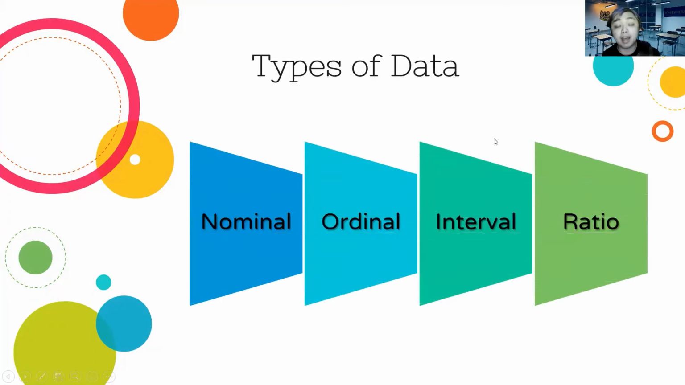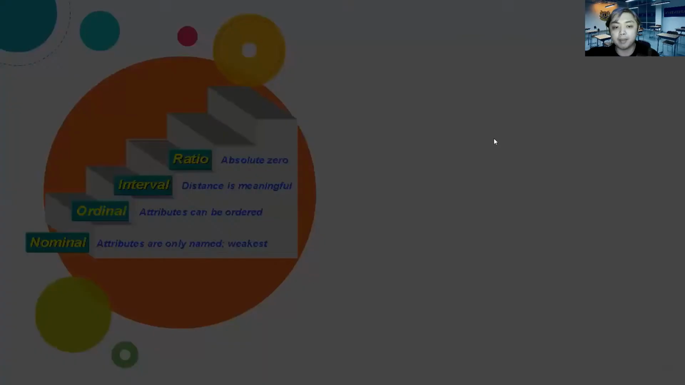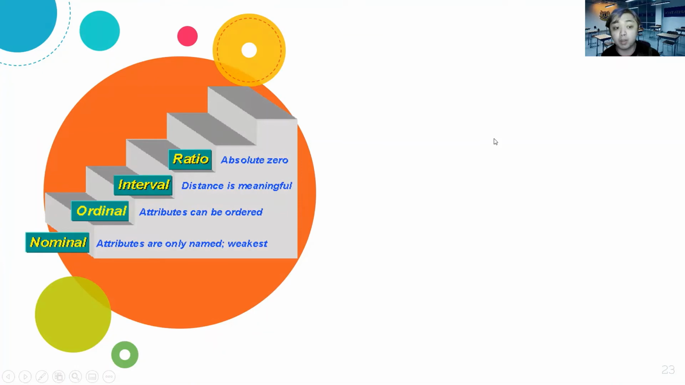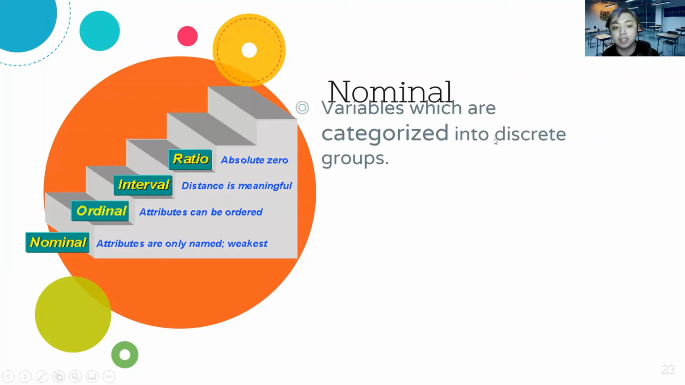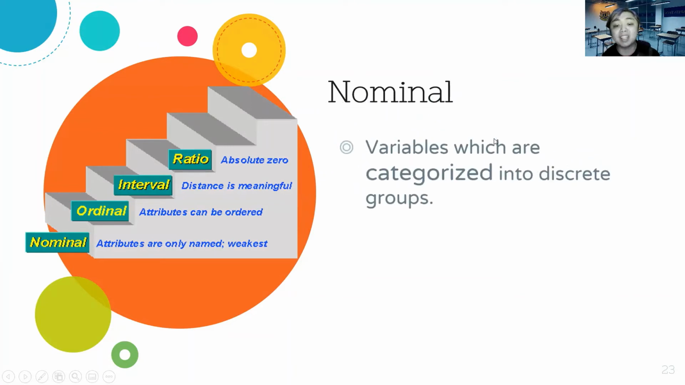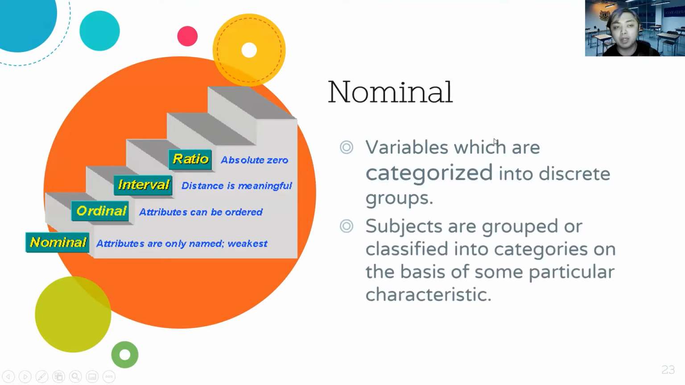For the types of data, this is just a recall. We have nominal, ordinal, interval, and ratio data. Nominal, this is the weakest form or the weakest type of data. Attributes are only named. So variables which are categorized into discrete group. And when we assign number in a nominal data, okay, subjects are simply grouped or classified into categories on the basis of some particular characteristic, and the numbers really do not tell us any numerical value.